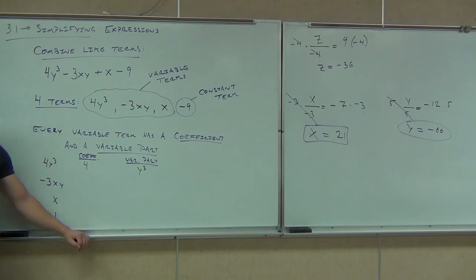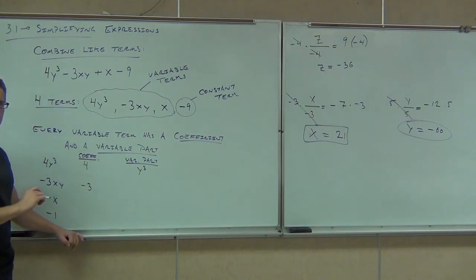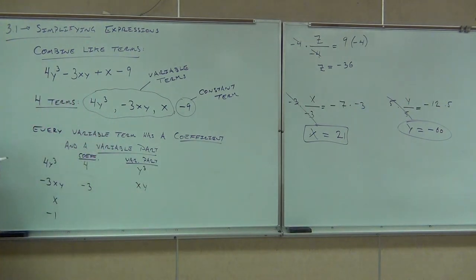Let's do the next one. Can you tell me what the coefficient is? Yeah, it does go with the sign. So that's going to be -3. And the variable part, folks? X. Good. Now, how about these two? Oh, let me change this one. Let me make that negative x. Sorry about that.